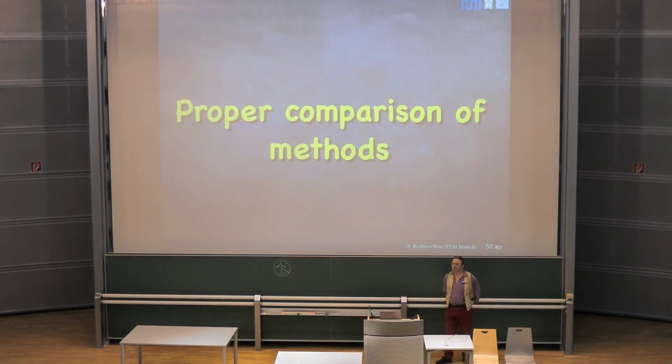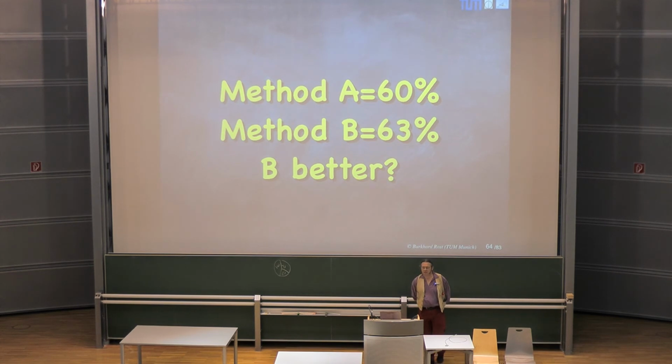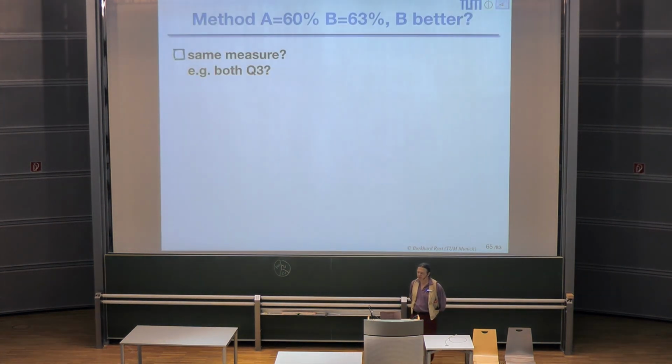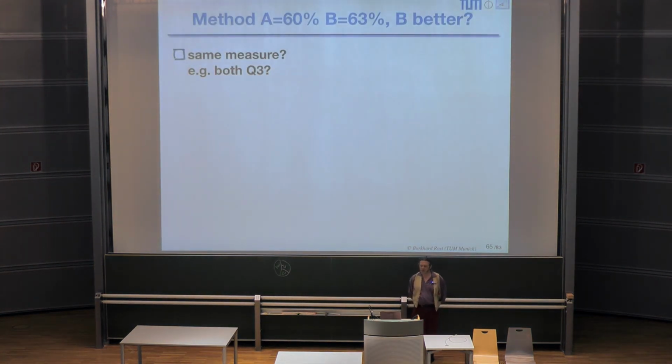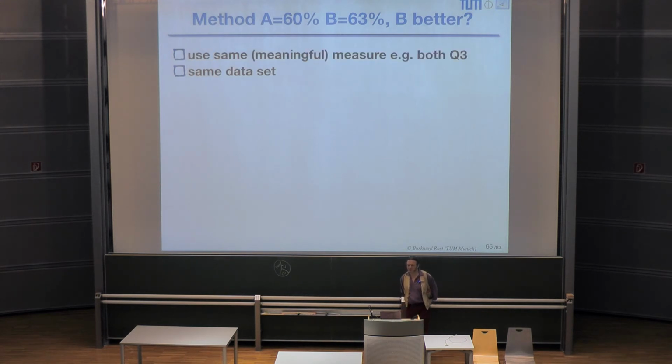Quickly, I presented that last week, the proper comparison of methods. So I have method A that predicts 60%, method B that predicts 63%. Is B better? That's the question I asked. So the first question that you have to always ask, is it the same measure? By no means you will find in all papers this simple consideration to be considered. So for instance, are both measuring the Q3? Next one. Do they use the same data?